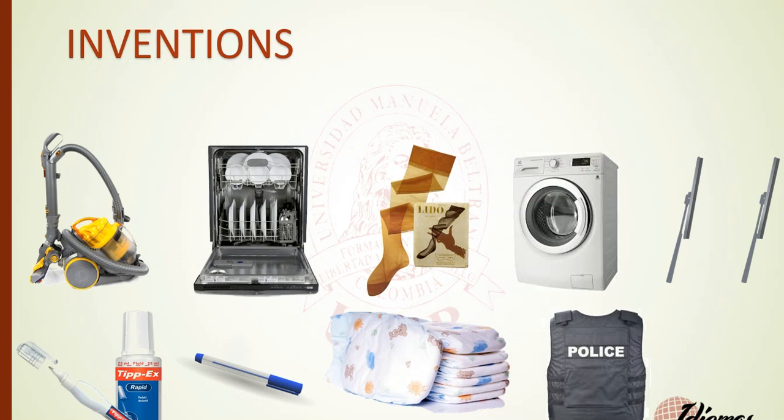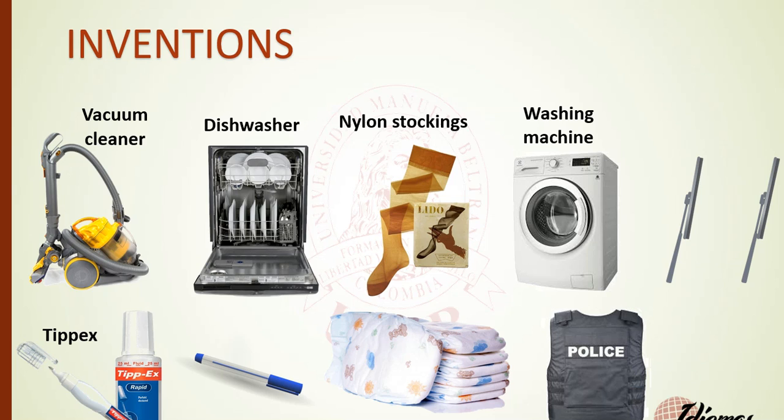Okay. Now let's change to some other words that are also important. When talking about the past, we can also talk about inventions. So we have vacuum cleaner, dishwasher, nylon stockings, washing machine, Tipex, Biro, diapers, bulletproof vest, and windscreen wipers. And here we have those inventions because we have a lot of inventions in the world, and thanks to the inventions we have in the present, our lives are easier.